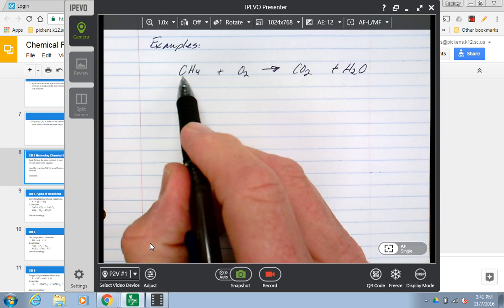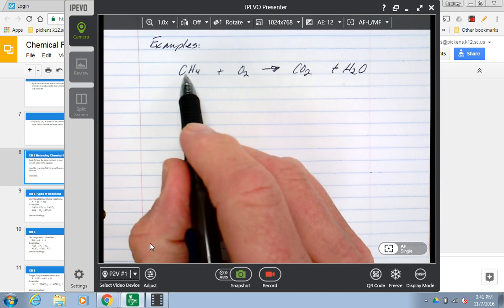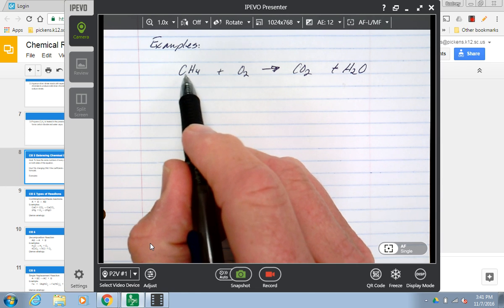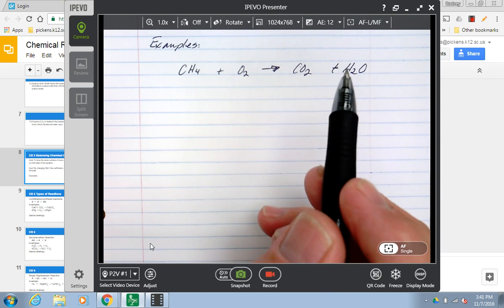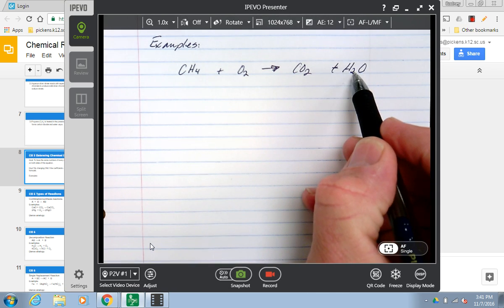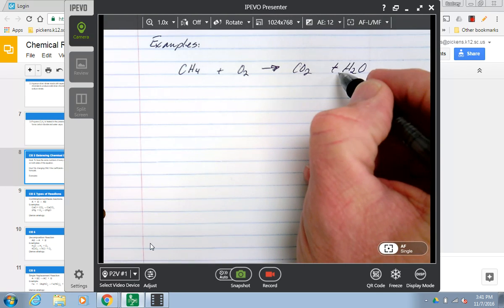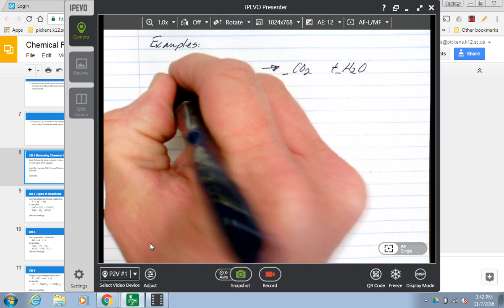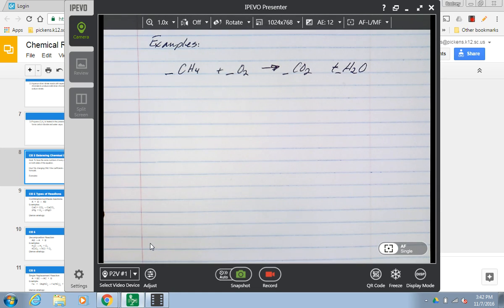So we have carbon. We have carbon on the left side. We have only one of them. Remember, if there's no subscript, it's understood to be one. One carbon on the left, one carbon on the right. So we're good there. Hydrogen. Well, on the left we have 4, but on the right, we have 2. So what we're going to do, I'm going to put little spaces in here. We're going to put coefficients in front of the compounds.